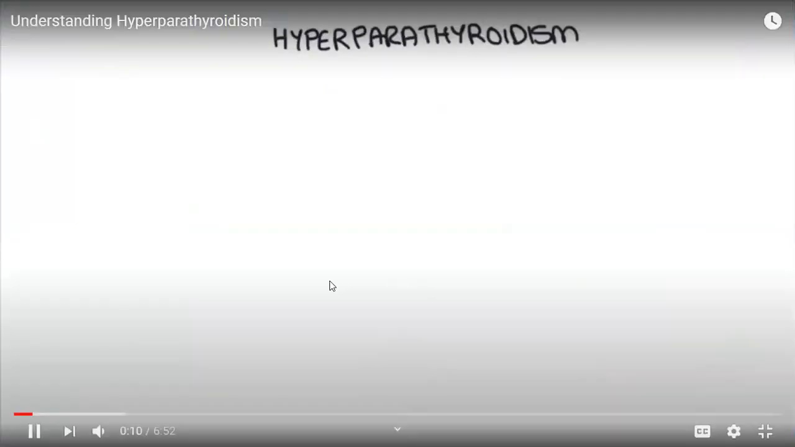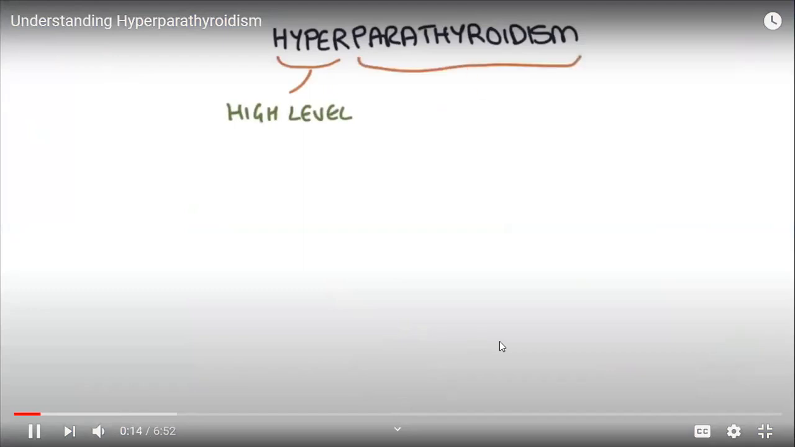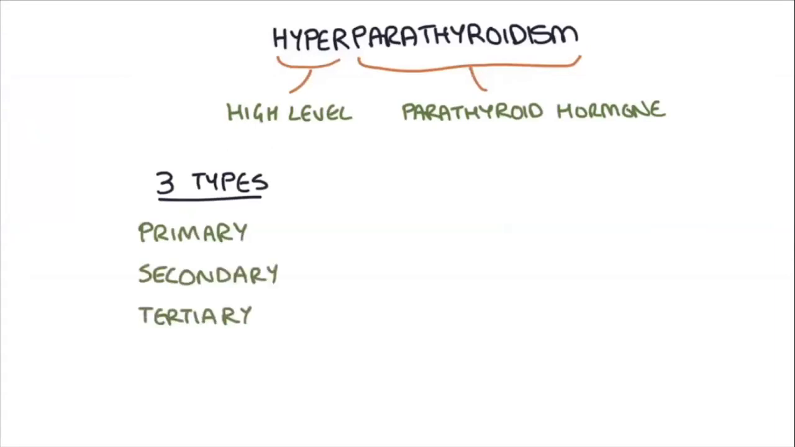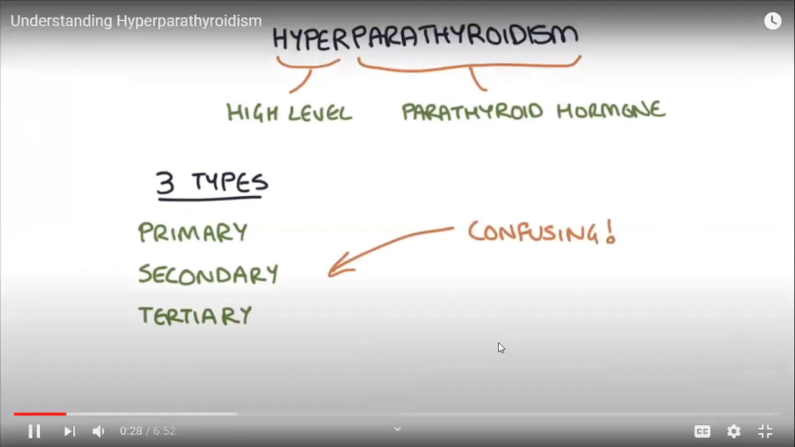Hi, this is Tom from ZeroToFinals.com. In this video, I'm going to go through hyperparathyroidism. By definition, hyperparathyroidism is a high level of parathyroid hormone. There are three types: primary, secondary, and tertiary. It's these three types that cause a lot of confusion amongst medical students and doctors, and it's the reason I wanted to make this video, just to clarify what the different causes are.